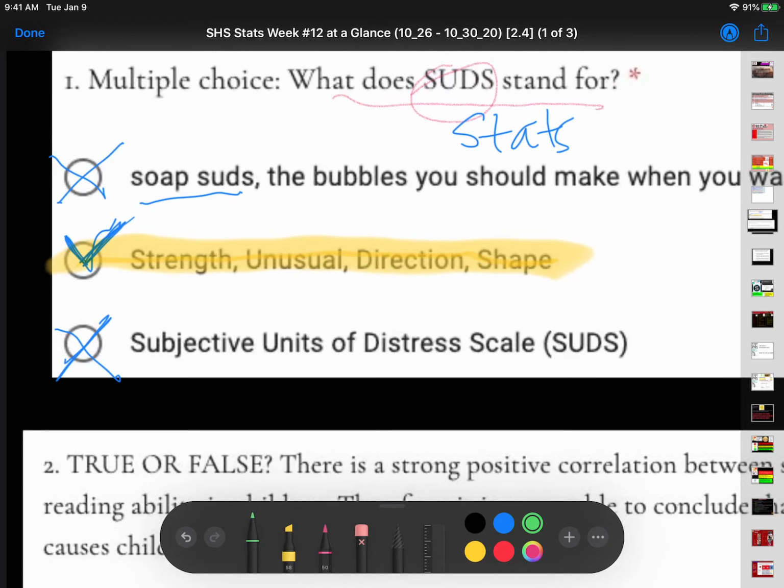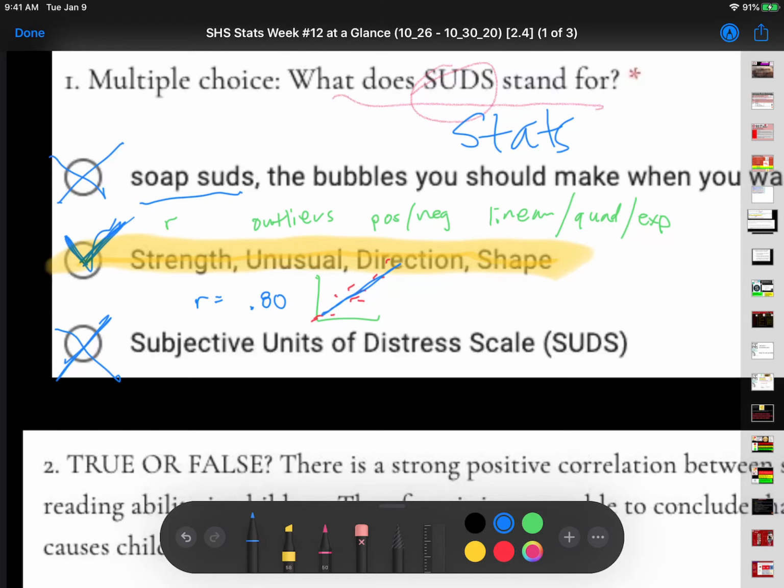Strength refers to actually correlation, the R value. Unusual is the outliers, and direction is either positive or negative. And then the shape, we've been focusing on linear, but we'll eventually get to quadratic and exponential. So if you look at a graph, if I have a bunch of dots here, the strength refers to the R value. How close is it? That's pretty close, so I might say something like R equals 0.80 or 0.90.